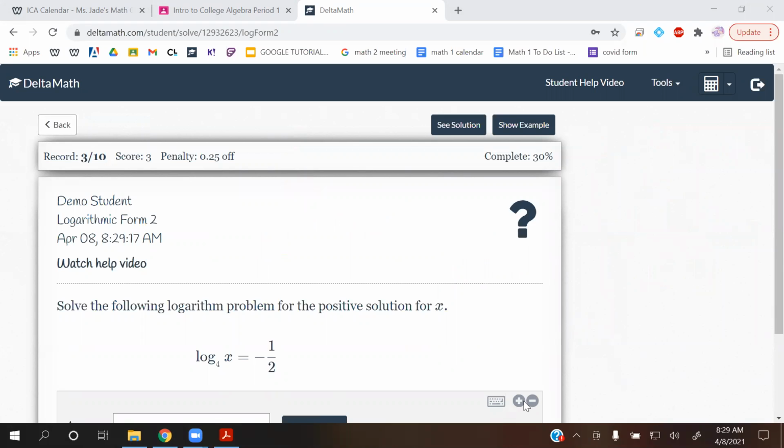Okay, so we have a log with a base of 4, and then our exponent is the negative 1/2. Then our value is x. Once again, let's deal with the negative first. So technically this is a 4 over 1. Let's flip our fraction. Now we have 1 over 4, and now it's a positive 1/2.